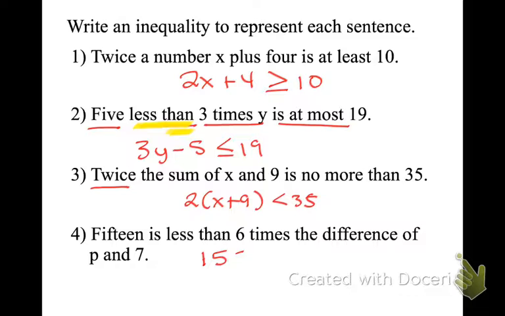Oh, 6 in parentheses. Well, I want you to translate the way it's written. So it doesn't start with 6. It starts with 15. Right, yeah. So 15 is less than 6 in parentheses, times the quantity of P minus 7. Good. Okay, questions?